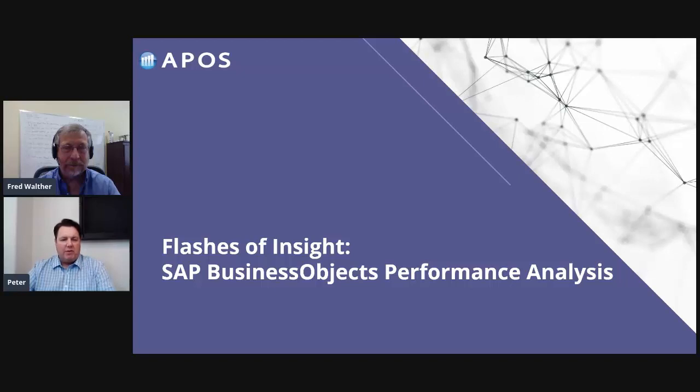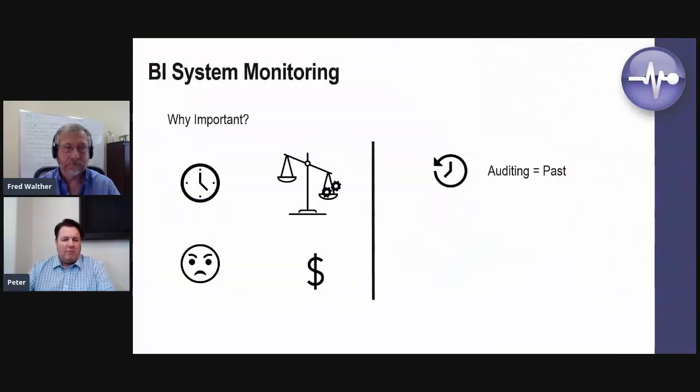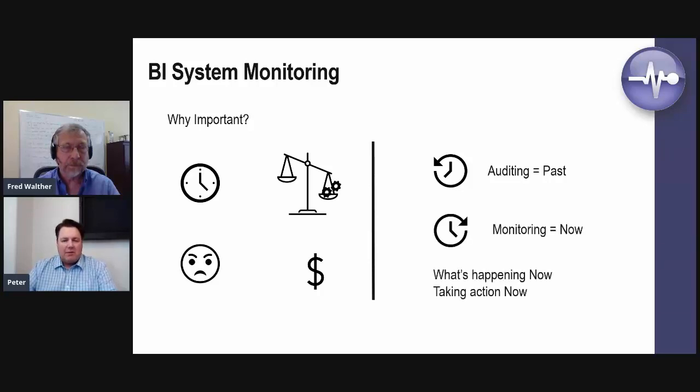We're going to be looking into our series on flashes of insight, business objects performance analysis. Today, we're going to be particularly looking at BI system monitoring. In the past, in a few of our series, we talked about BI system performance. We've really been looking at the auditing information that's been collected and what's happened in the past. When we talk about BI system monitoring, we're really looking at the importance of what is happening right now in the system and what action can be taken right now to address those issues within the system as well.